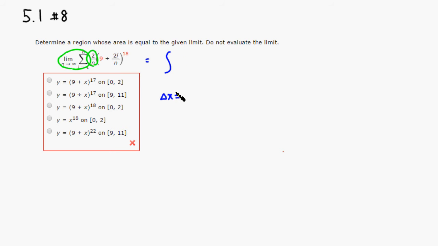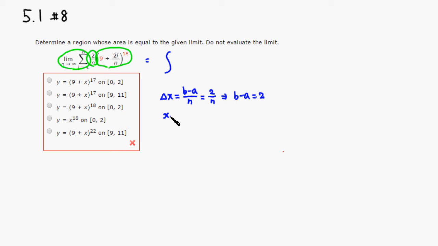So this is (b minus a) over n. We know that this is going to be 2 over n, which tells us that b minus a is equal to 2. So this tells us that the length of the interval is going to be 2. Then this part right here, this is the f of xi, which means that xi should be xi.